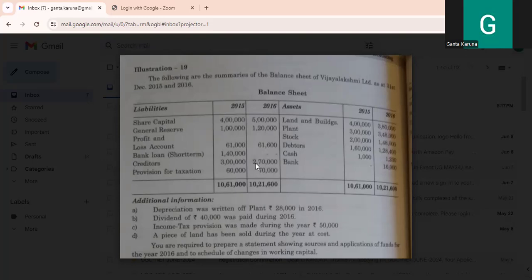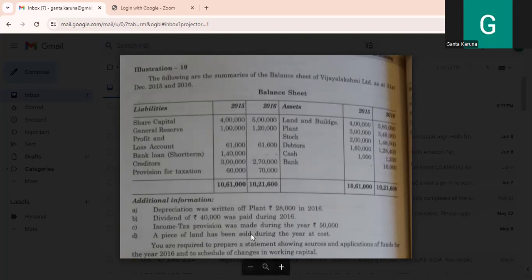He gave us depreciation written off on plant at 28,000 in 2016, and dividend of 40,000 was paid during the year. Whenever he gives a dividend, we'll see on the liability side whether he gave us anything like proposed dividend. He didn't mention. So simply, I'm going to treat these two transactions as two effects.